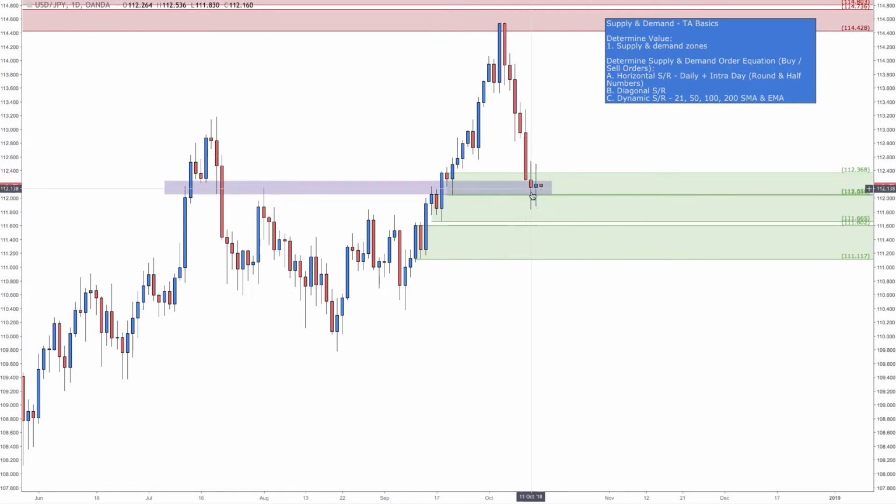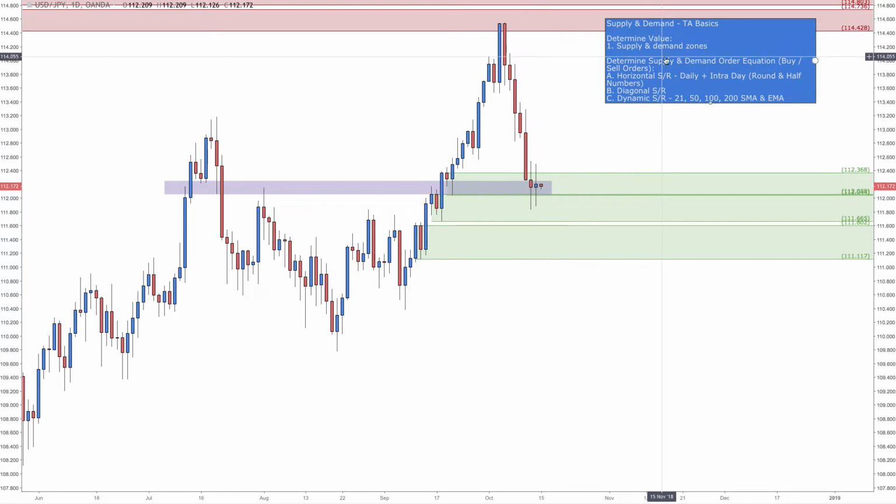Whenever you have price come into a level of demand, not all demand zones are created equally, and what we want to know with the supply and demand order equation is, from a technical perspective, looking at this on the chart, why is there more likely to be more supply than demand, or demand than supply, within an area?